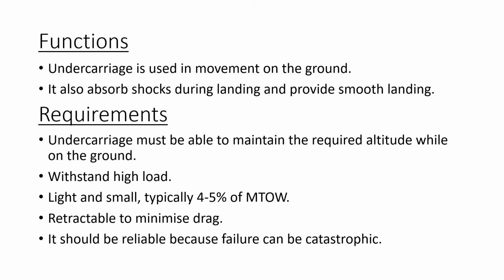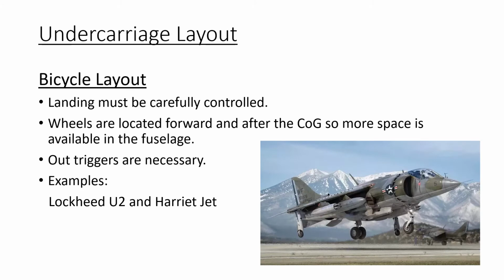Now, if we discuss the requirements of a good undercarriage, it must be able to withstand the high load of the aircraft, and it must maintain the attitude on the ground. The undercarriage itself should be light and small, nearly 4 to 5% of maximum takeoff weight, and it should be retractable so that the drag can be minimized. The material and technique used should be reliable because failure could be catastrophic. There are three main types of layouts.